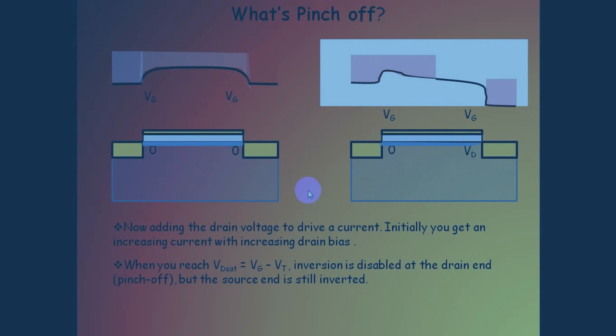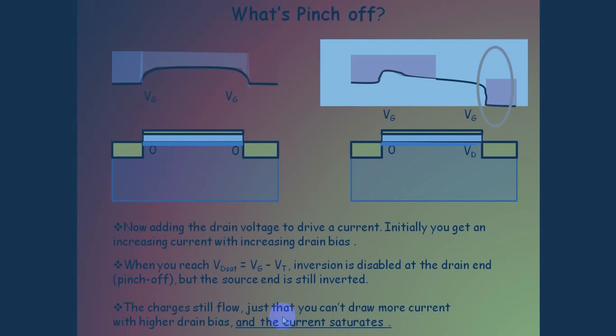Now, suppose initially we get an increasing amount of current whenever we increase the drain bias, but a time will be reached when we have VDS equal to VG minus VT. That is, inversion is disabled in this case, and therefore pinch off occurs. So, in this case, the current saturates. Even though the charges will flow, we can't draw more current with higher drain bias. So here is where the pinch off voltage comes into action.